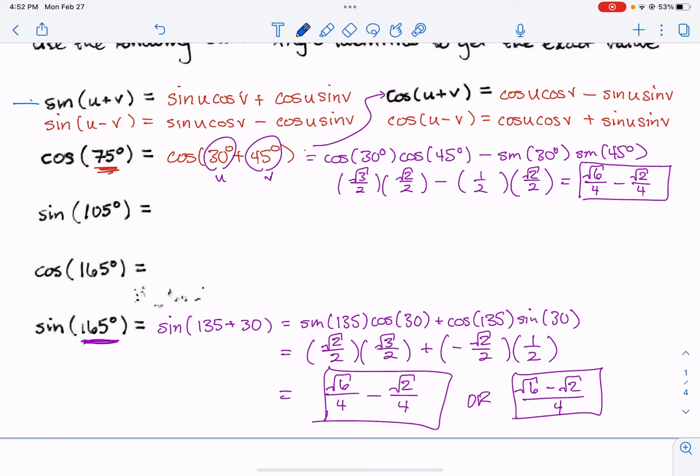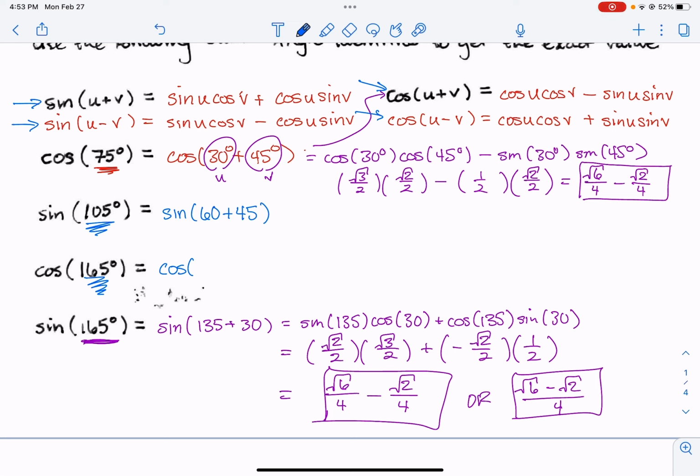The goal is, remember, you want to somehow use one of these 4 formulas, and you want to separate whatever angle you have inside into a sum or a difference of unit circle angles. So for this one, I might express this as sine of 60 plus 45, because I know 60 and 45 are on my unit circle and that they add up to 105. Maybe for this other one, I express this as a difference.